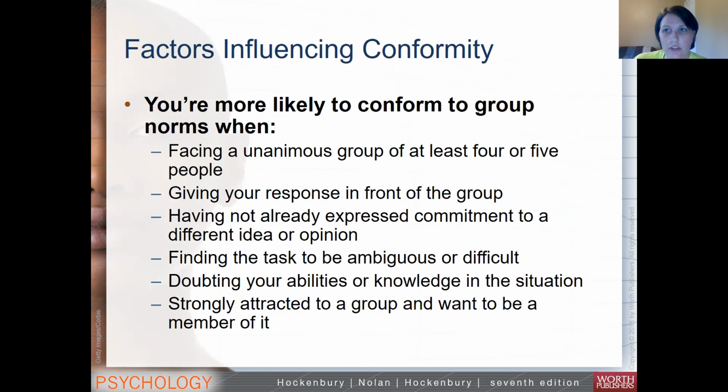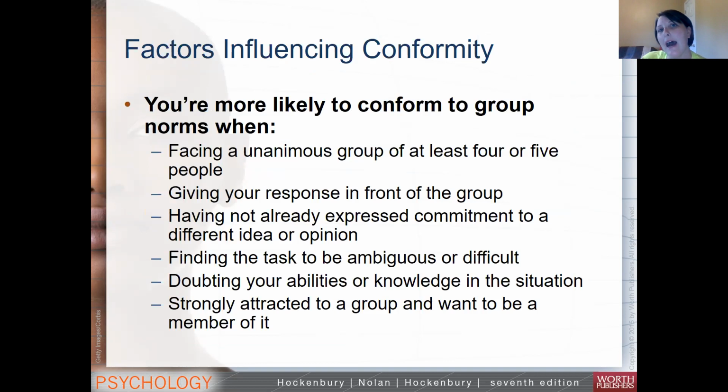What we find is that there are actually some things in place that can make a situation where you're more likely to conform. If you have 4 or 5 people who are saying the same thing and they're against you, you're going to be more likely to conform. If you have to say something in front of people, then you're going to be more likely to conform.